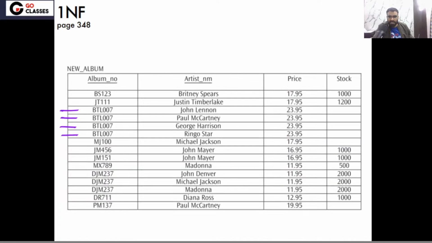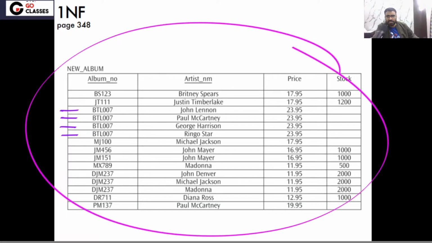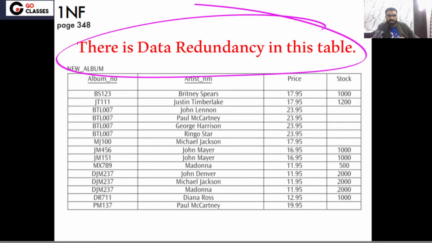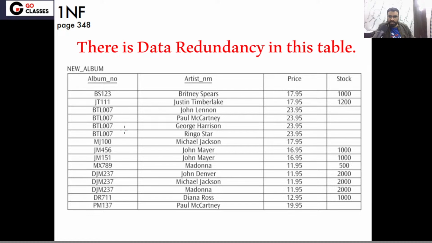So this is what I'm saying: this table is in the first normal form, because every cell has a single value now, but there is data redundancy in this table. And where is the data redundancy? You can see that for this album the price is 23. This same value is repeating, because this album is repeating, so this price is also repeating.